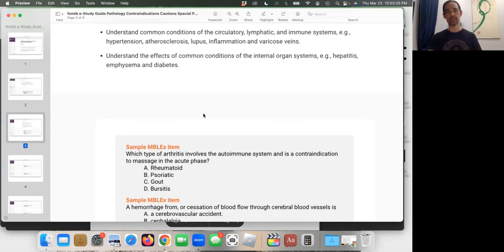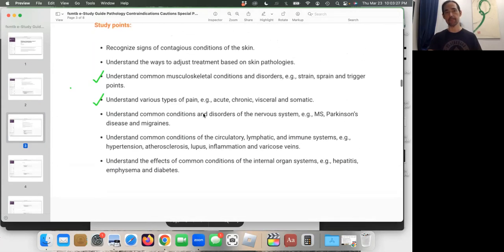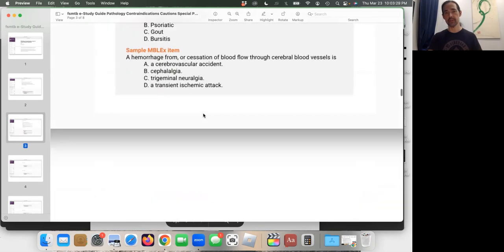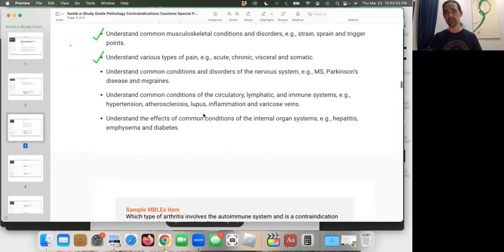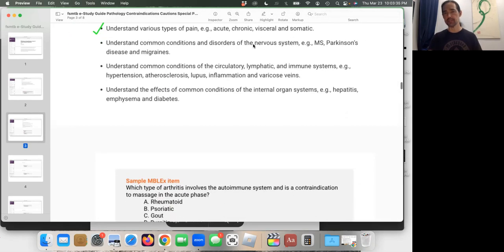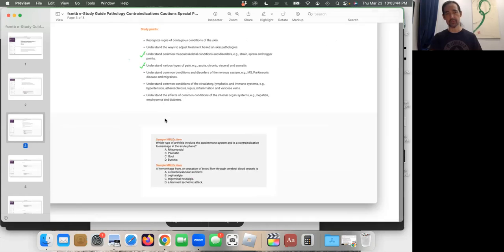You guys do the best you can to cycle through the study points. And some of this stuff, like the one I just read about common conditions and disorders of the nervous system, we covered some of that in the questions tonight. So that's your first job, is to go through and look at the ones that don't have green check marks by them and start to study those things.